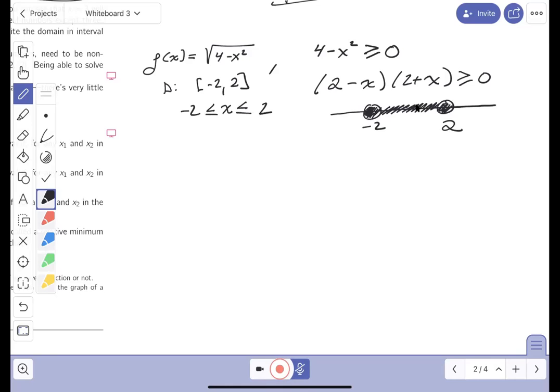Now, why is domain so important? If I were to graph this problem, the picture would only be between minus 2 and 2 inclusive. And that's really nice to know, because my picture of this function would only take place between minus 2 and 2. And this is a picture of f of x. This is the x-axis, this is the y-axis, and the y-axis is f of x.